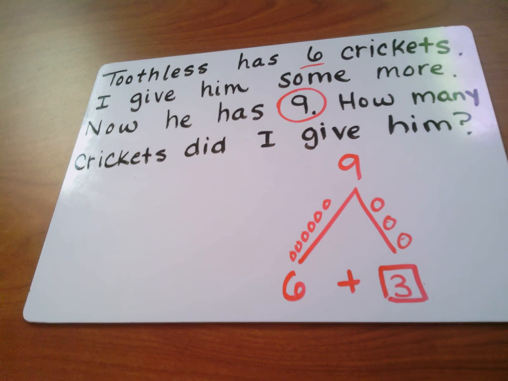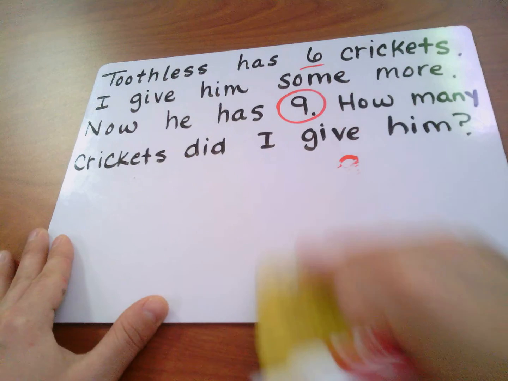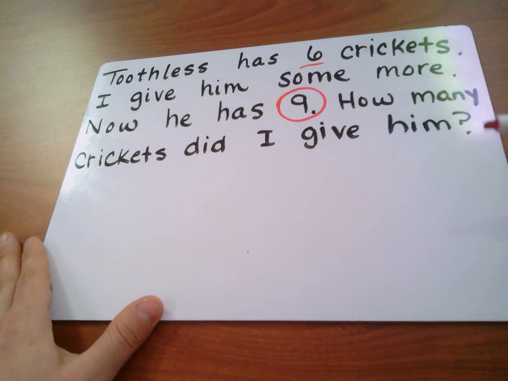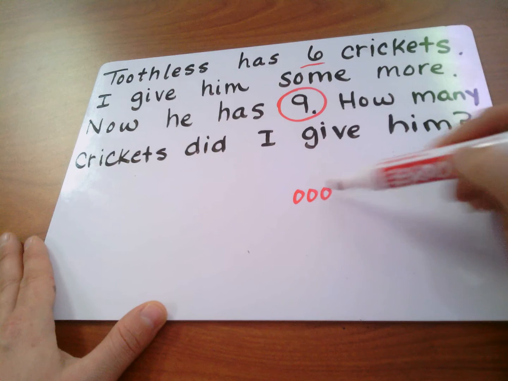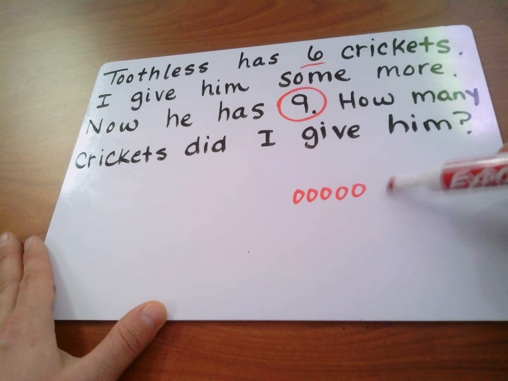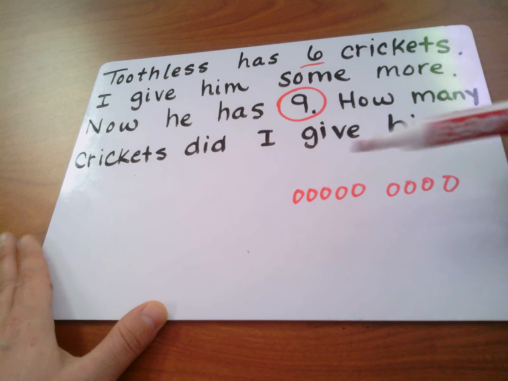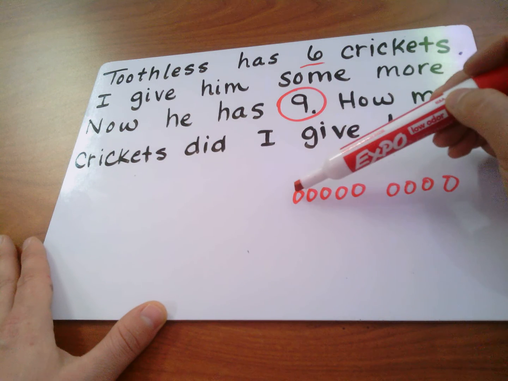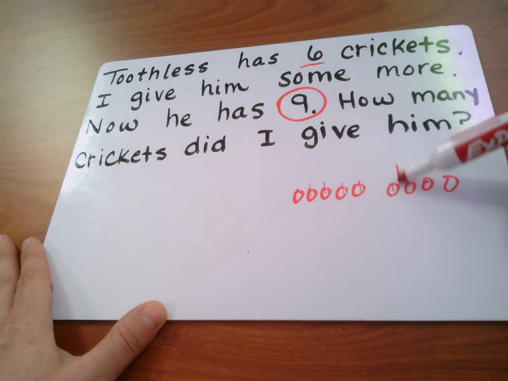Let me show you this way. Remember, there's more than one way to solve most math problems. Here's another way. We know the total is 9, so if I draw 9 circles, 1, 2, 3, 4, 5, 6, 7, 8, 9, and I know that he started with 6, so I'm just going to circle those ones all together, or I'm going to actually just group them. 1, 2, 3, 4, 5, 6.